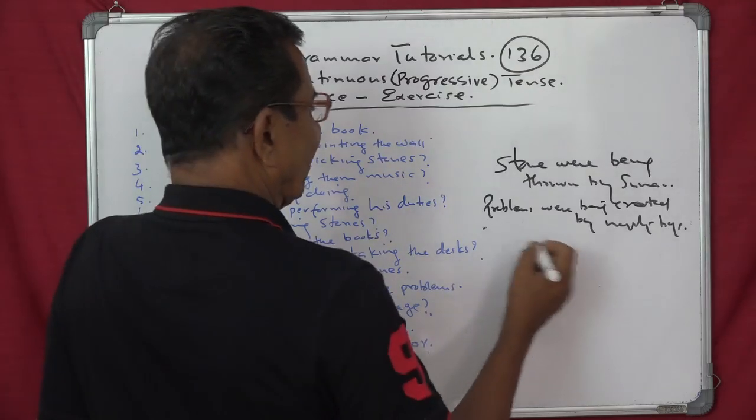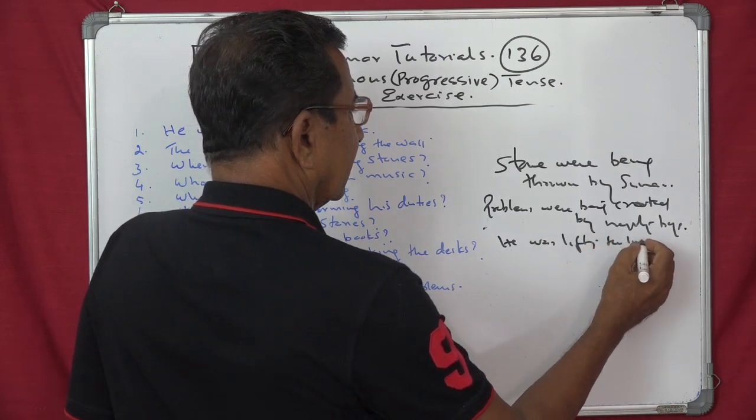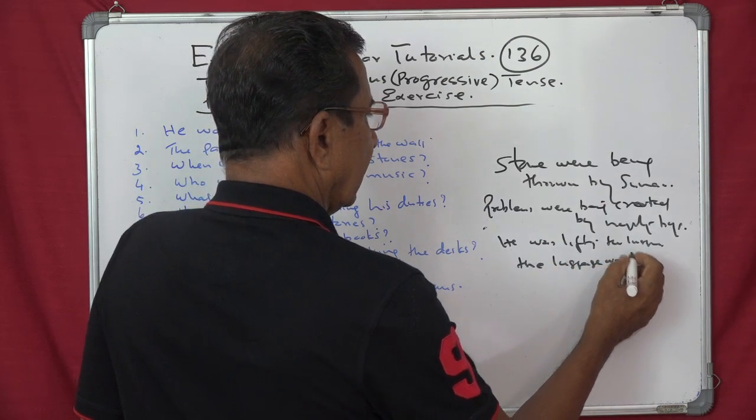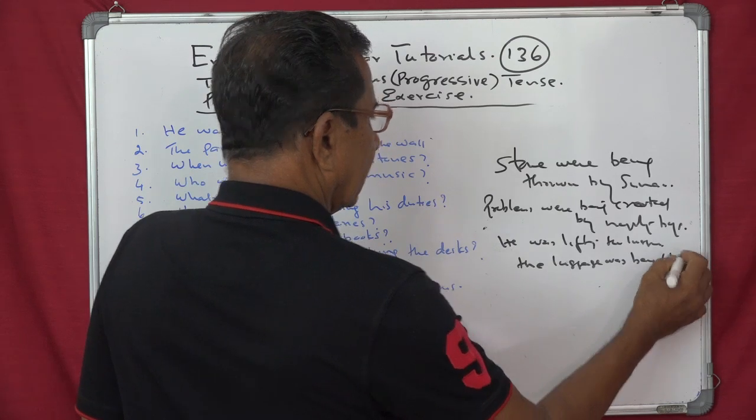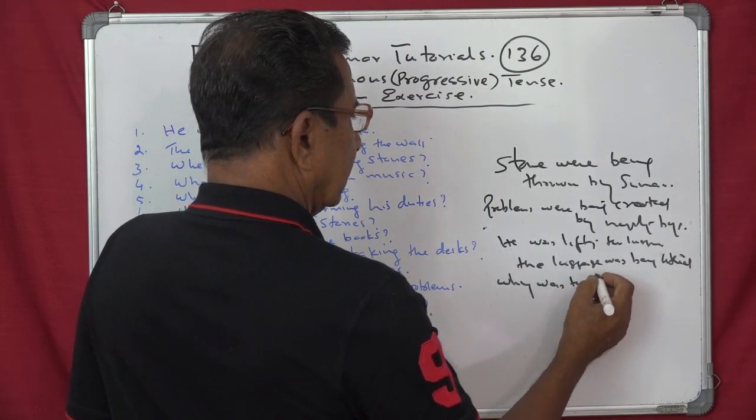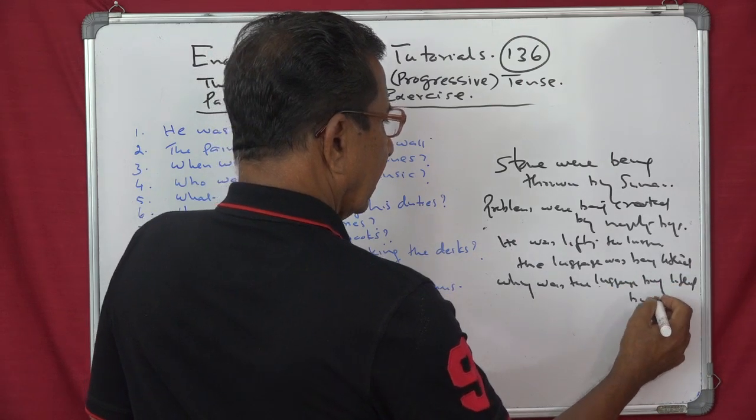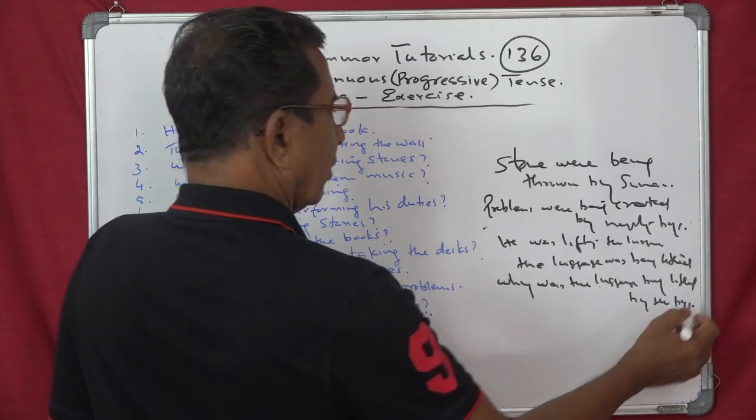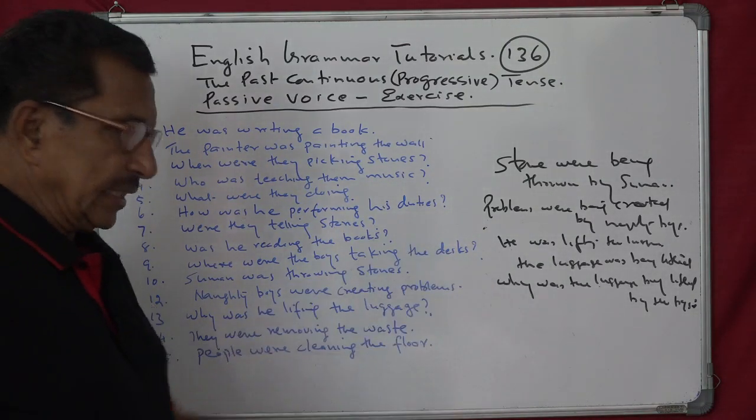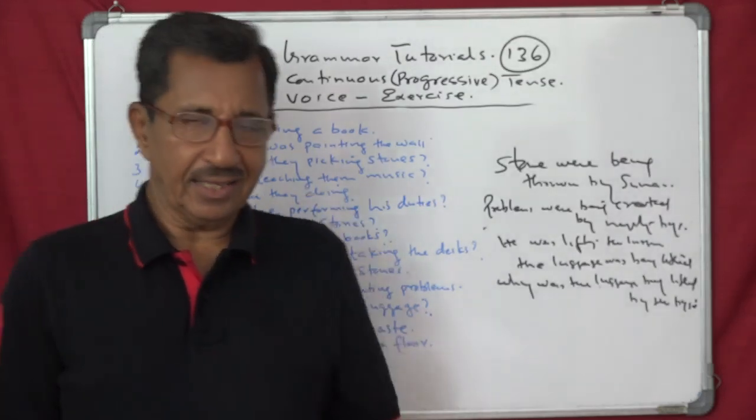Why was he lifting the luggage to steal? I don't know. So that will be, he was lifting the luggage. The luggage was being lifted, isn't it? Then, why was the luggage being lifted by the boys? Isn't it? Question mark. Why was the luggage being lifted by the boys? And now here also you see step by step: first make it a statement, then a yes or no question, then a WH question.